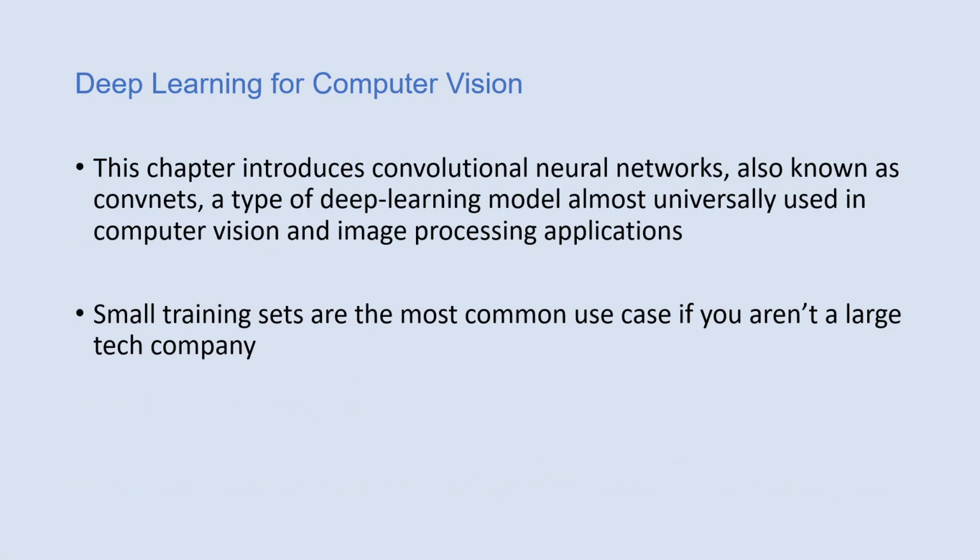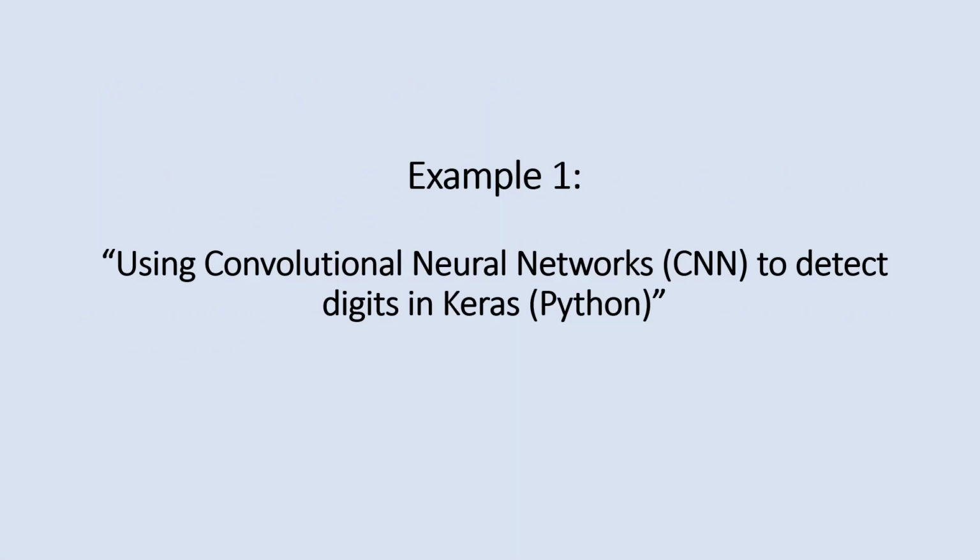Okay, so the chapter basically, again, mentions that convolutional neural networks are the way to go for computer vision and image processing applications. And we usually work with small training sets, unlike large companies. And the first example is this one. You can see it in the references as a separate video, and it's going to use a very simple convolutional neural network to detect digits in images.